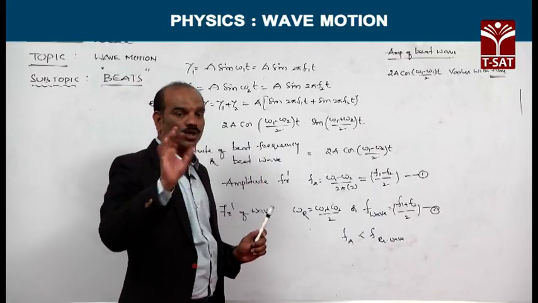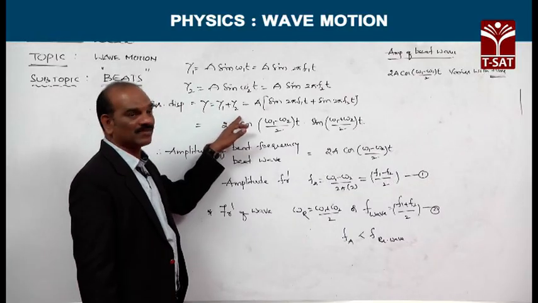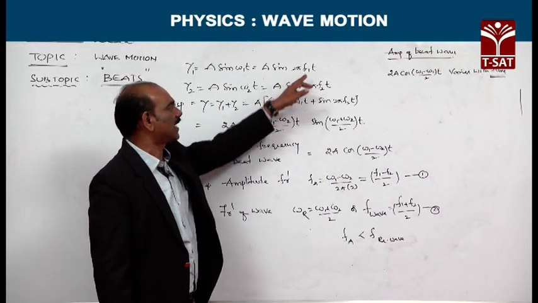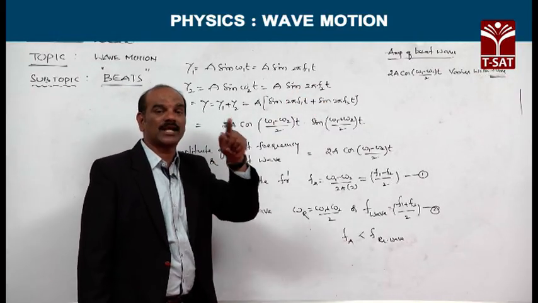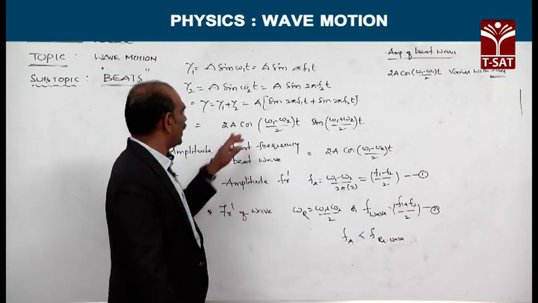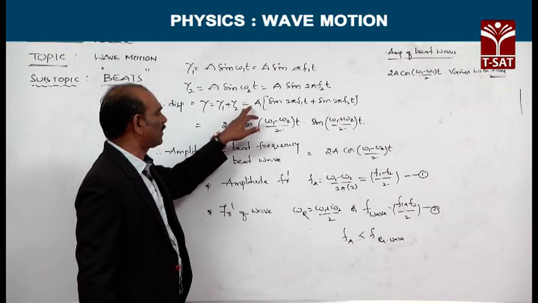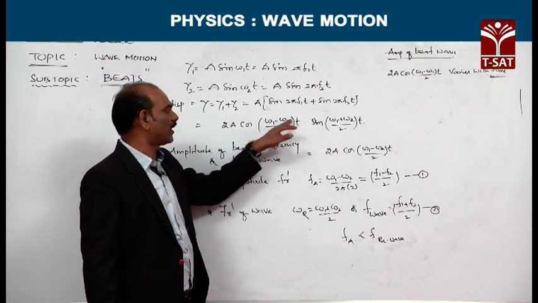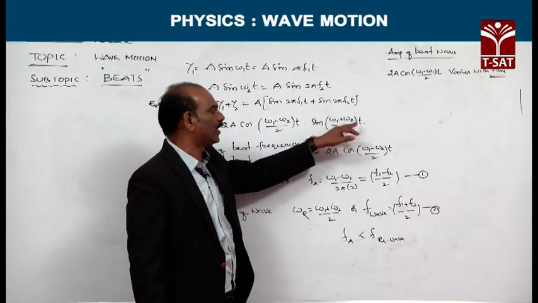Due to superposition, the resultant displacement is y = y1 + y2. Adding them, taking a as common, this is in the form sin C plus sin D, which is 2 sin((C+D)/2) cos((C-D)/2). Using that formula, y = y1 + y2 simplifies to 2a cos((omega1 - omega2)/2 t) sin((omega1 + omega2)/2 t).